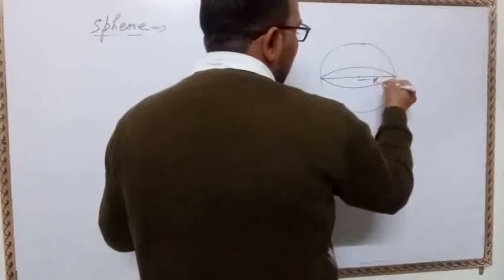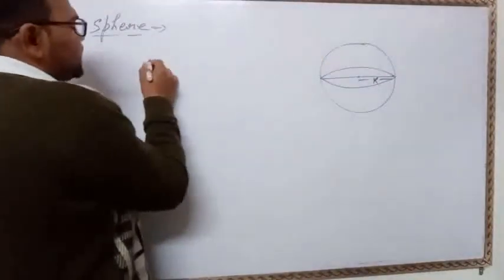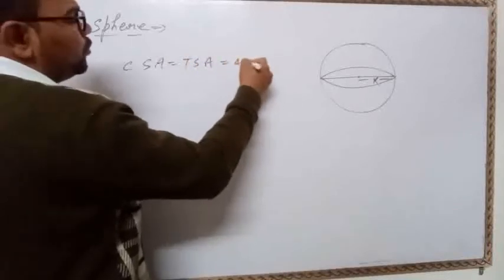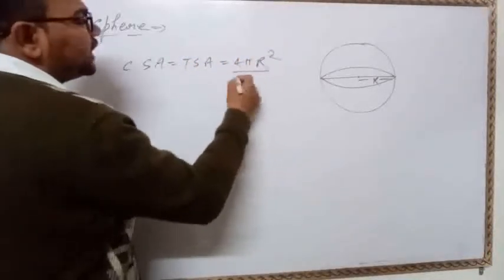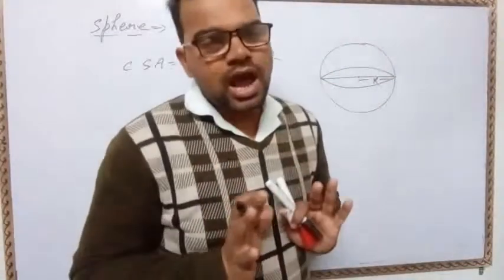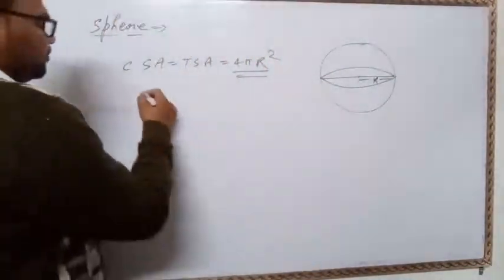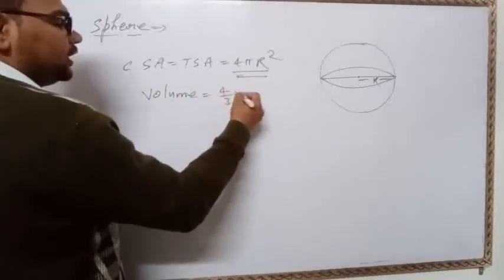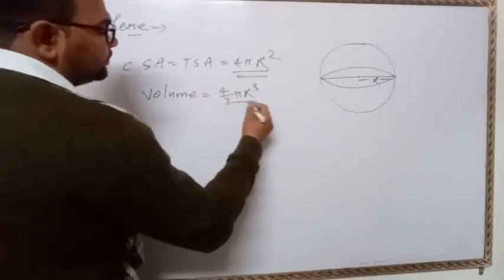If radius is r, then CSA and TSA are equal to 4 pi r square. Both are the same. For a sphere, CSA and TSA are both the same. And volume is 4 by 3 pi r cube.